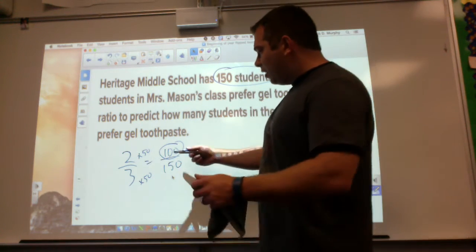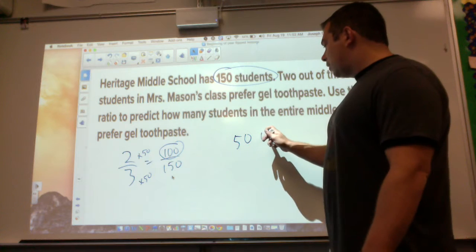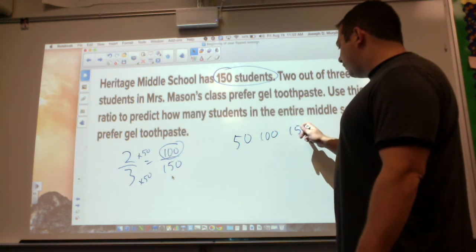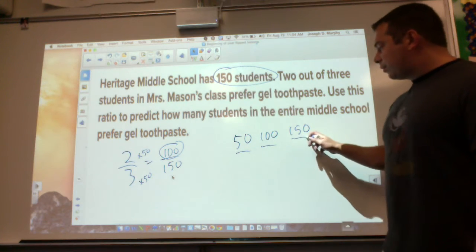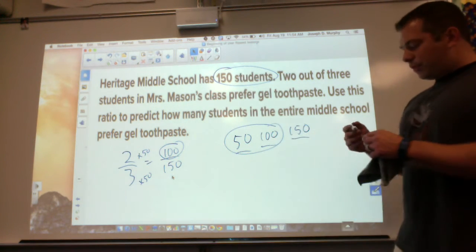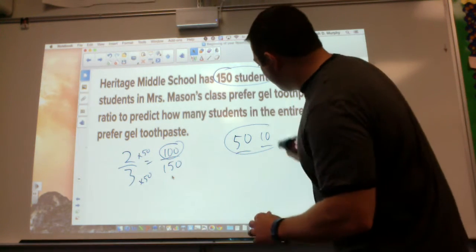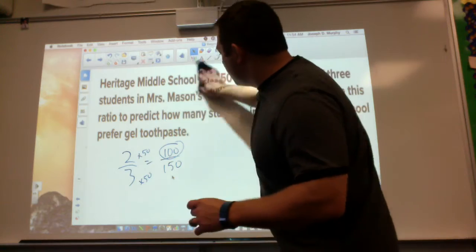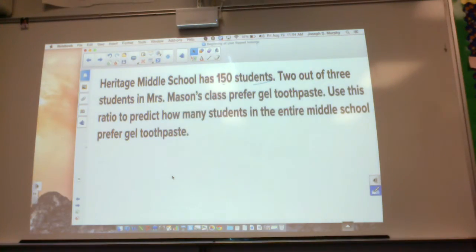That makes sense, right? 2 out of every 3. 100, if I count by 50s, 50, 100, 150. This is 3 spots, 1, 2, 3. If I get 2 of them, 2 out of the 3 would be 100 total. Hopefully I'm not confusing you. I'm just showing you what's going on in my brain as I problem solve.